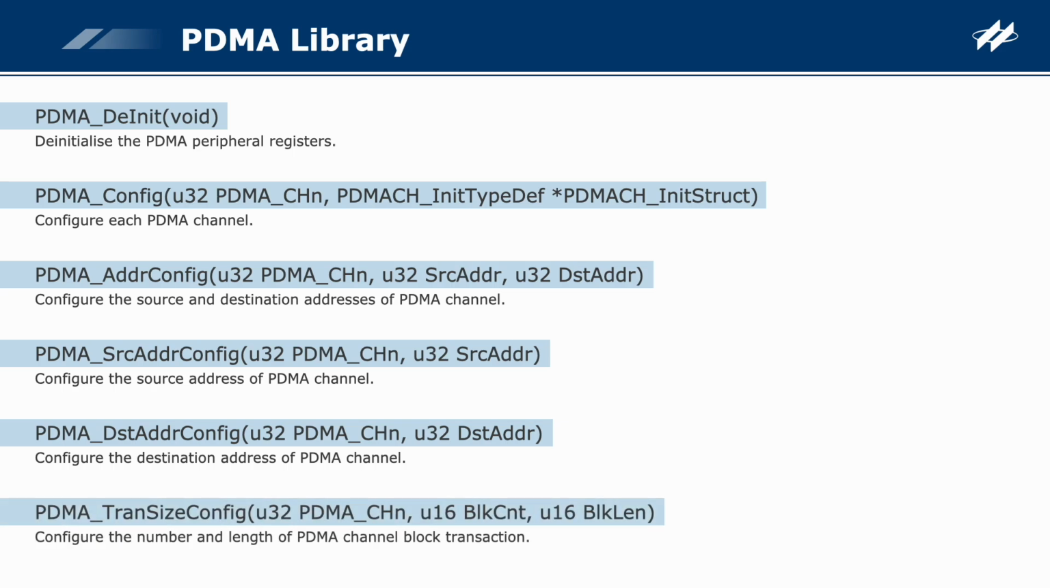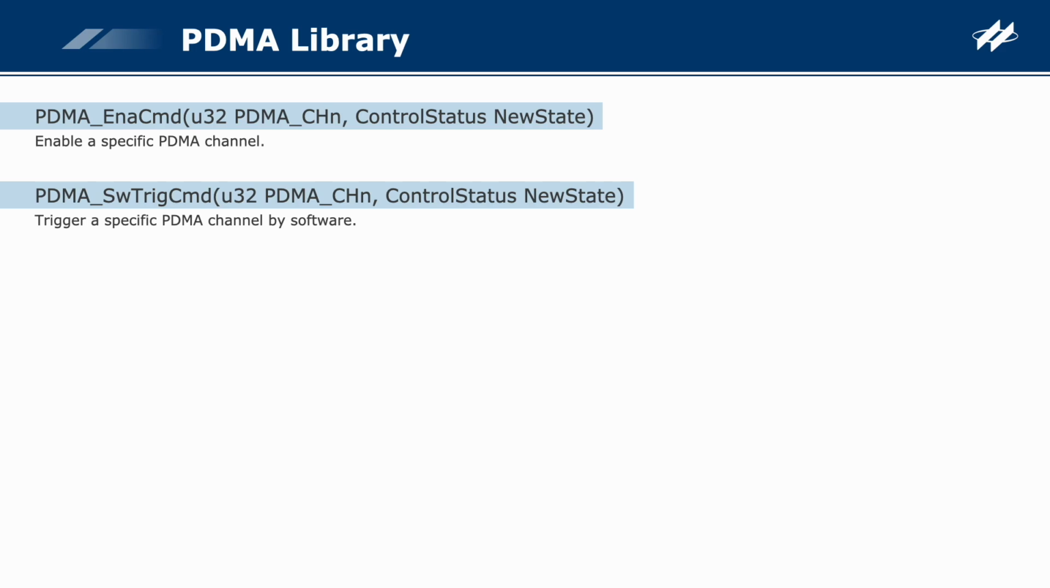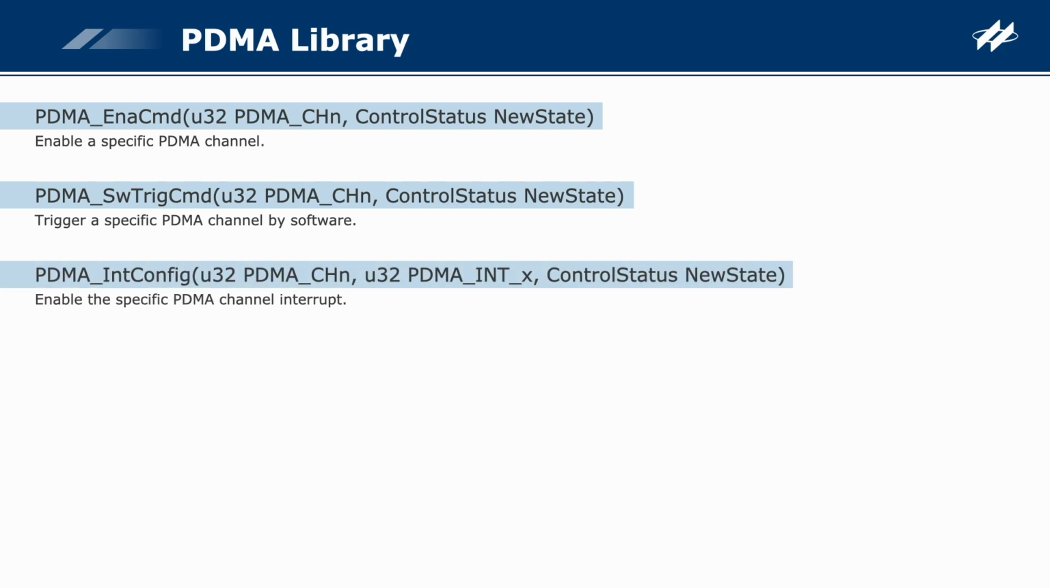The sixth function is used to configure the number and length of the PDMA channel block transaction. The seventh function is used to enable the PDMA channel. The eighth function is used to trigger the PDMA channel by software. The ninth function is used to enable the specific PDMA channel interrupt.